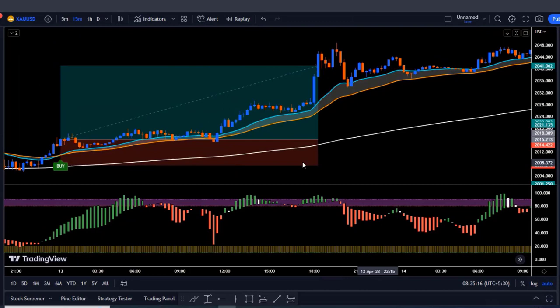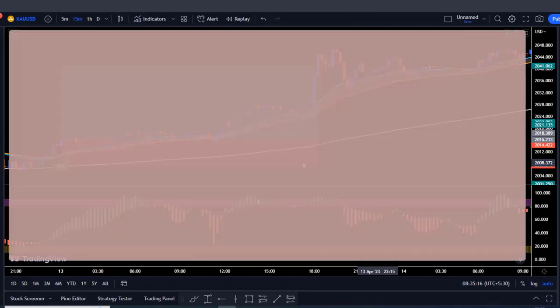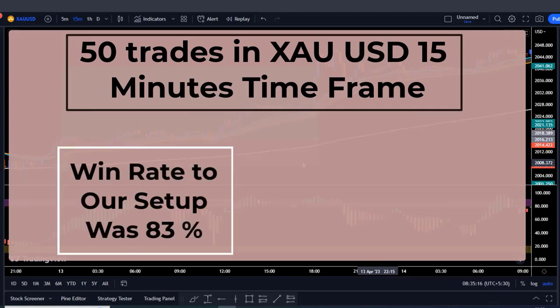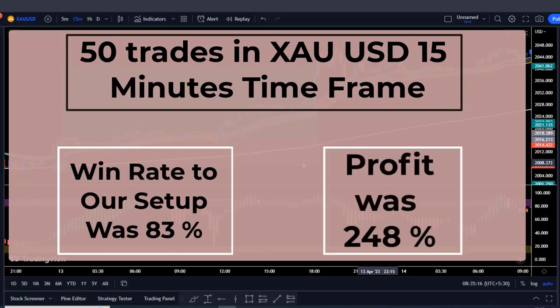Alright, I did the back testing and here's the result. With 50 trades on the 15 minutes time frame, the win rate of our setup was 83% and the profit was 248%, which is pretty great because we gained the profit in only 3 weeks, and we had 6 consecutive wins against 3 consecutive losses during the back test.